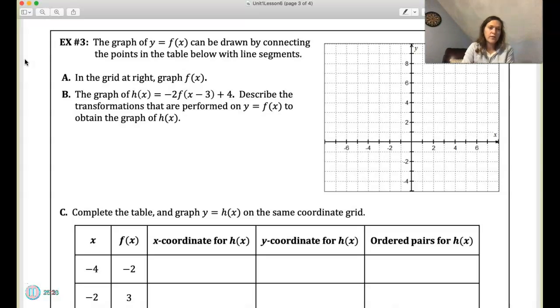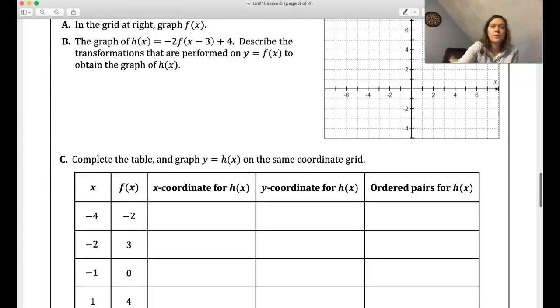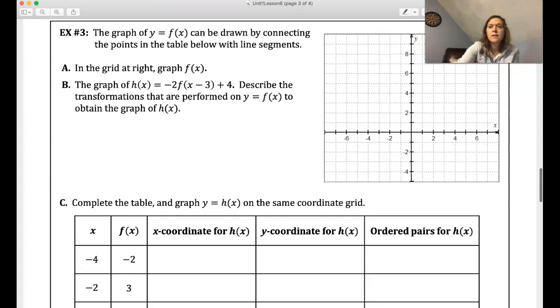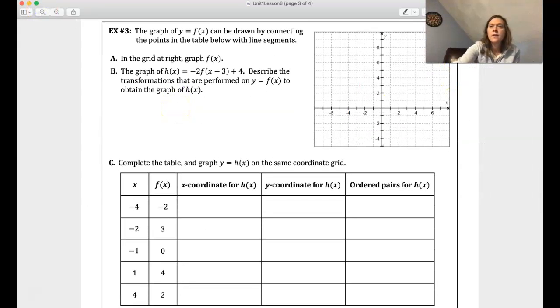So our first, and I think I need to move this down so I can actually see all the ordered pairs. Nope, keep me there. Let's make this smaller and I can get all of it on. Perfect. Okay, so we have our first ordered pair at -4, -2. So -4, -2, graph it. Now we're at -2, 3.